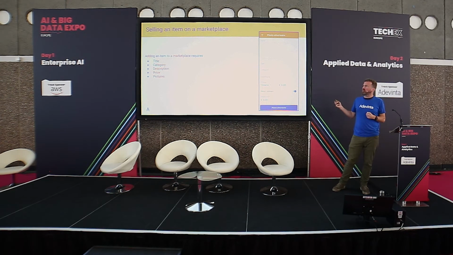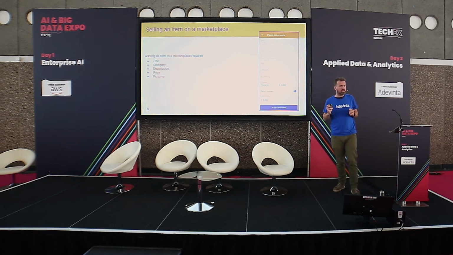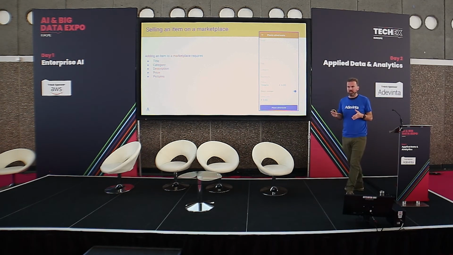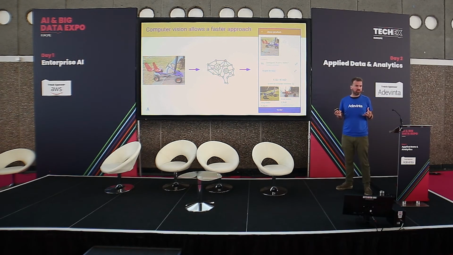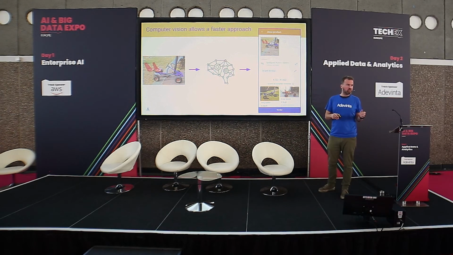Well, one of the problems we have in our marketplaces is that adding an item to the marketplace takes some effort. You need to fill out quite a few fields to be able to get that item on the marketplace. You need to add the title, the category, the description of the item, the price, and pictures. So what we built is a solution that uses images to speed that up. This is live today on Marktplaats if you want to try it.